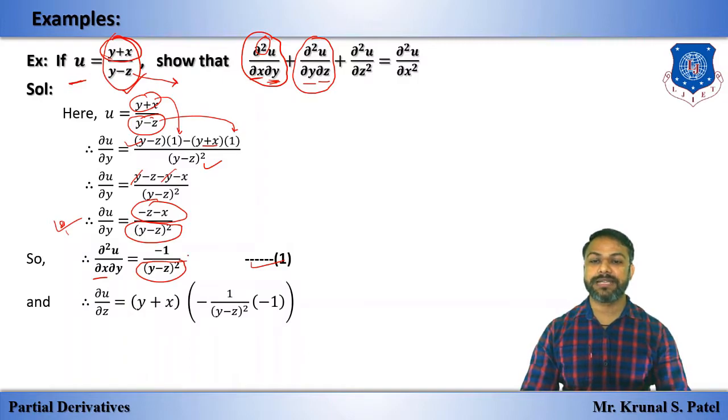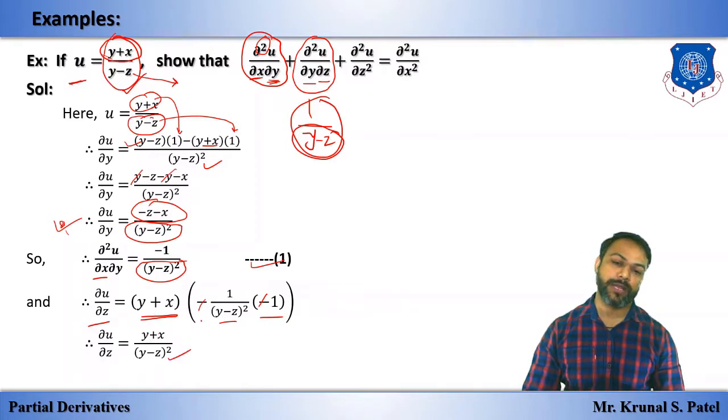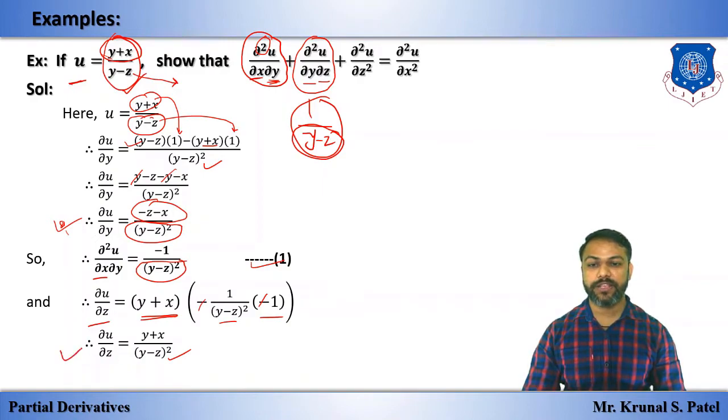So the numerator y plus x as it is, and the remaining part 1 upon (y minus z). The differentiation of this with respect to z is minus 1 upon something whole square into the differentiation of something with respect to z. With respect to z, y gives 0 and z gives 1, so minus 1. Now the minus minus cancel out, so we have del u by del z is equal to (y plus x) upon (y minus z) whole square. Now differentiate this del u by del z with respect to y.